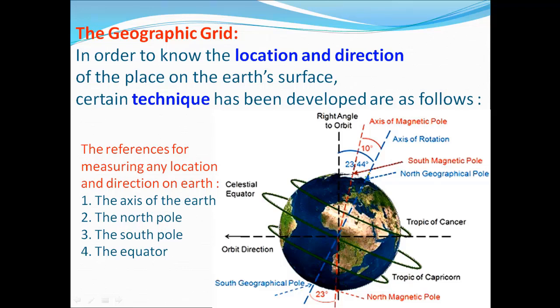First we'll understand the geographic grid system. In order to know the location and direction of any place on the Earth's surface, certain techniques have been developed, as follows. These are called the reference points. These reference points are used to measure the location and direction on Earth. First one, the axis of the Earth. As you can see, this is the axis of the Earth, tilted 23 degrees 30 minutes. The North Pole here, the South Pole on this side, and the equator. These four important references have been used to locate places on Earth.